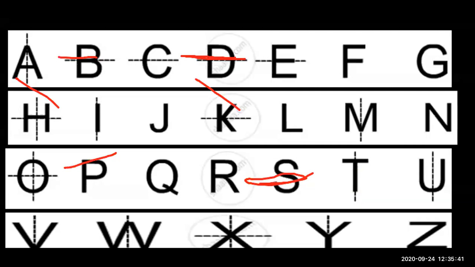Same for U, how many axes is it showing? U is also showing one axis only. For V also one, for W also one. For X, see, how many axes is X showing? Two lines it is showing. So there are two axes. Now letter Y, how many axes is it showing? One axis. But Z is not showing any type of axis.